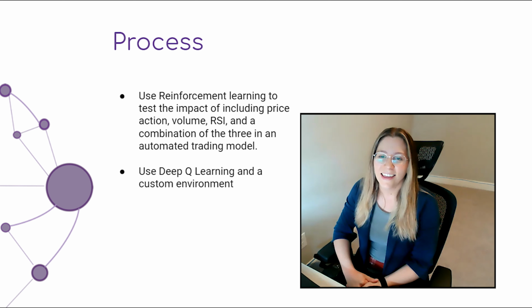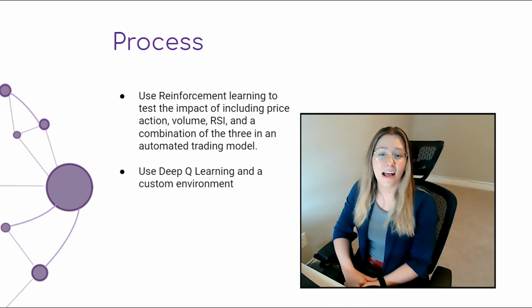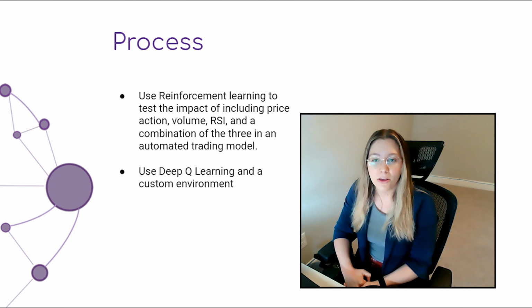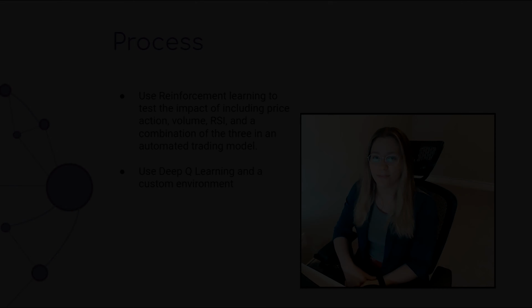In this study, I wanted to primarily explore the impact of including price action, volume, RSI, and a combination of the three as part of the observation in an automated trading model. In this process, I would use deep Q learning, a type of reinforcement learning that uses a neural network to calculate which action to take, as well as a custom environment.